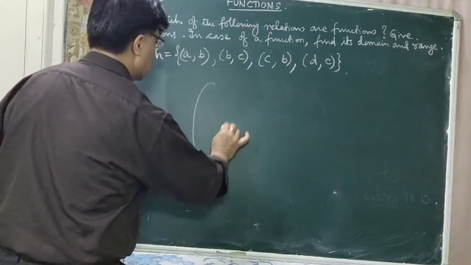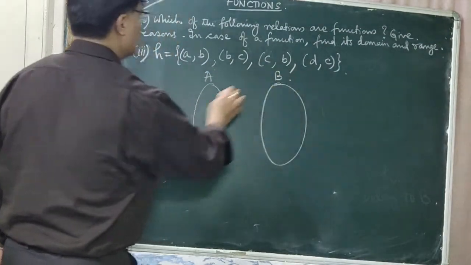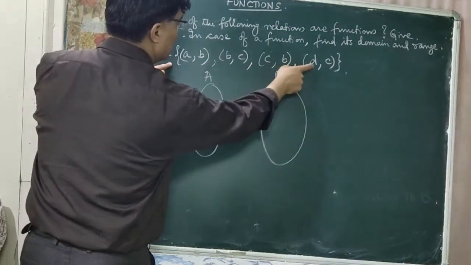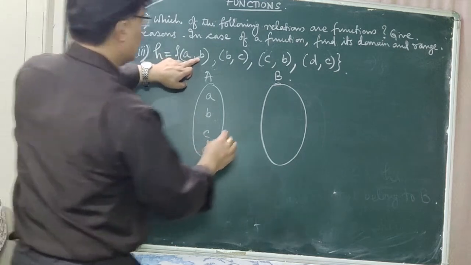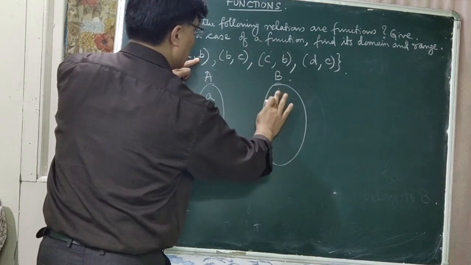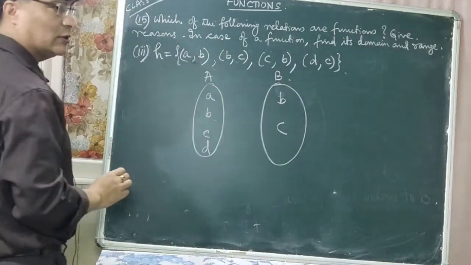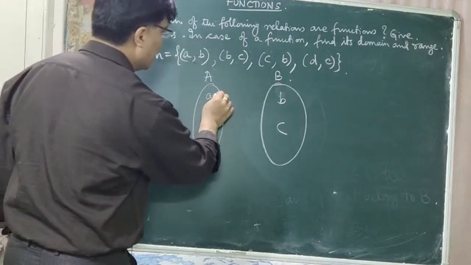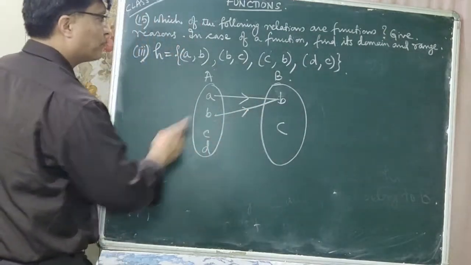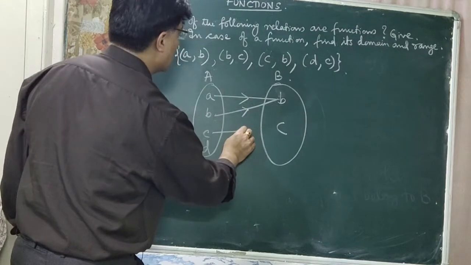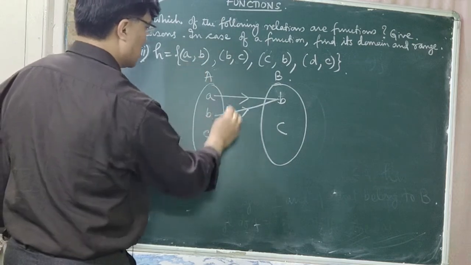Okay, so this is your set A, this is your set B. These first elements belong to the set A, that is A, B, C, D. Now this is B, B, C, B, C. Okay, now A is related with B. Again B is related with C. Again C is related with B.